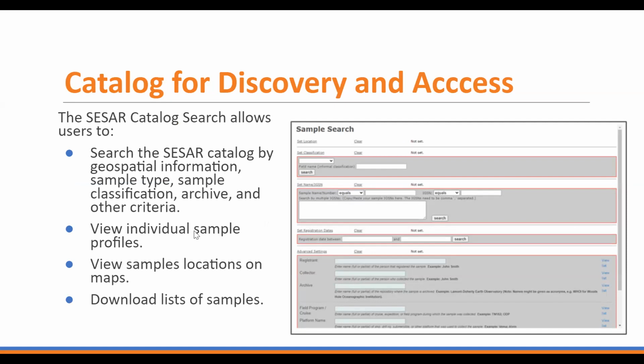We also have a public catalog, which allows researchers to find existing samples that might be relevant to their research. They can search the catalog using geospatial information, sample type, sample classifications, and other criteria to search within our collections. And then from the results, the users can view the sample results on a map. They can download the sample metadata from their search results, and then they can also look at the individual sample profiles. And that's a big part of SESAR, this discoverability and access. And we'll touch on that again when we talk about some of the metadata you might submit into SESAR.